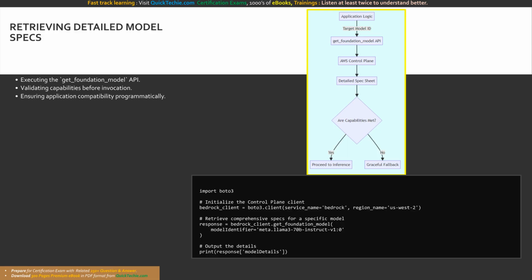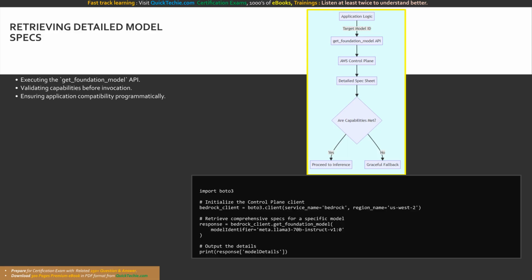Let us inspect this validation logic. Once again, we utilize the Bedrock control plane client. This time, we execute the getFoundationModel method. Notice that we must explicitly pass the model identifier parameter. In this example, we pass the exact string from Meta's Llama 3 70B instruct model. The response payload contains a model details object, populated with critical booleans and metadata, allowing our application logic to securely verify the model's architectural capabilities before ever attempting a live inference.